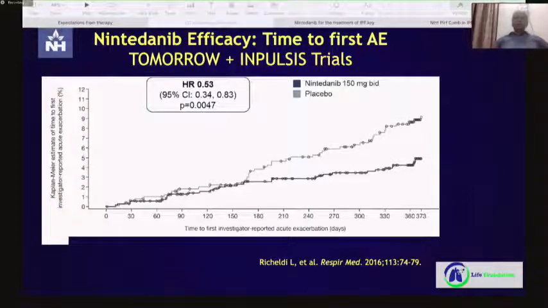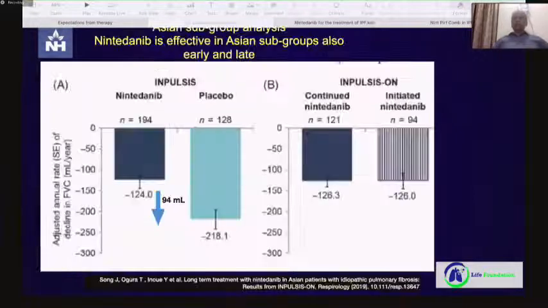And the thing that we saw with nintedanib, which was not reported initially in the pirfenidone trials, was it postponed the first exacerbation. The time to the first exacerbation was much later in the nintedanib arm as compared to the pirfenidone arm. I'm sorry, to the placebo arm.